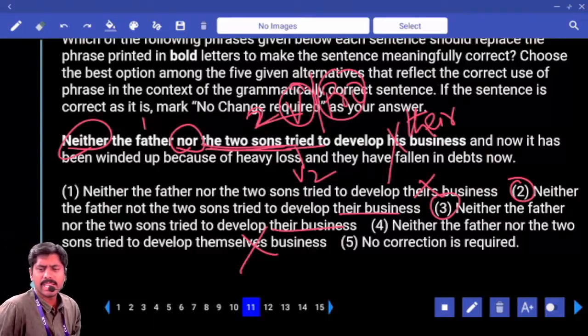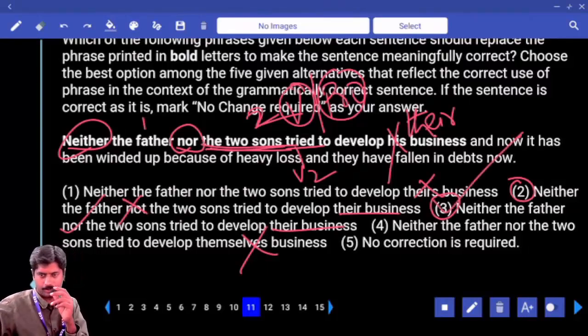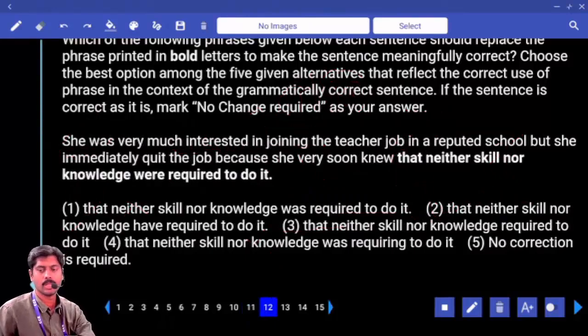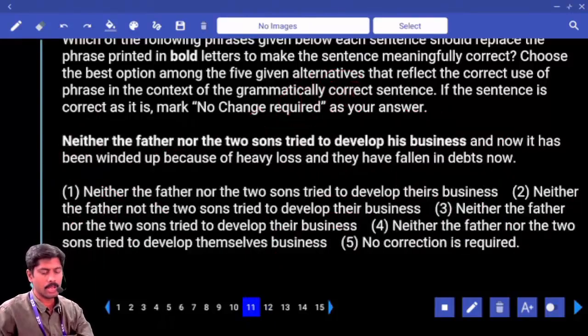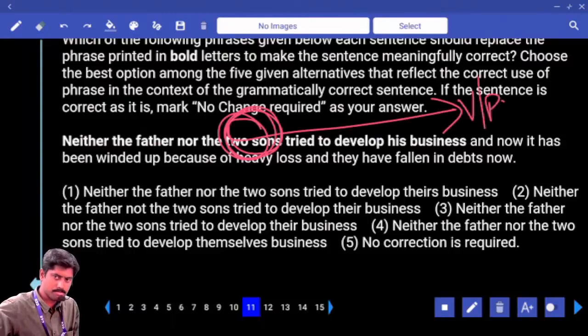What is the difference between second and third? Both are same. Not is wrong, nor correct. Consider the third option. If neither nor comes, do not consider the first subject, consider only the second subject. We consider the second subject to decide the verb and pronoun.